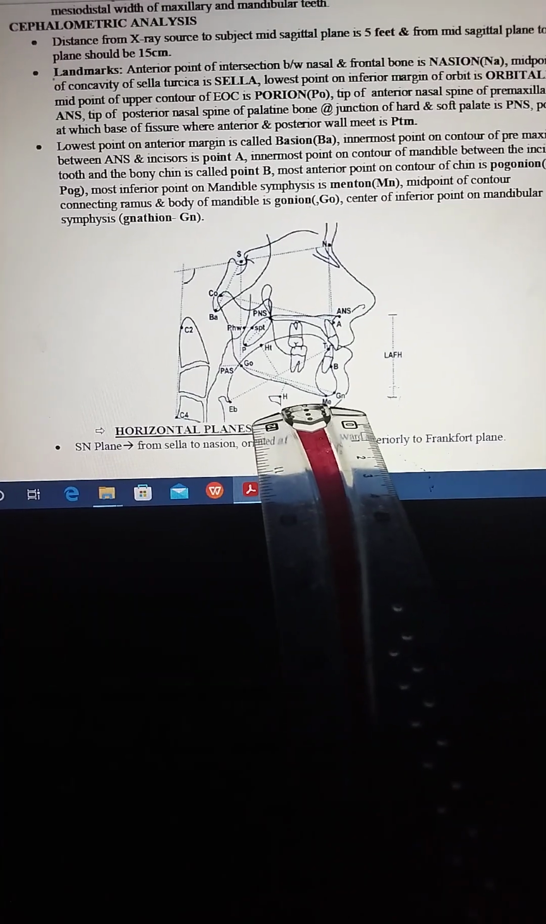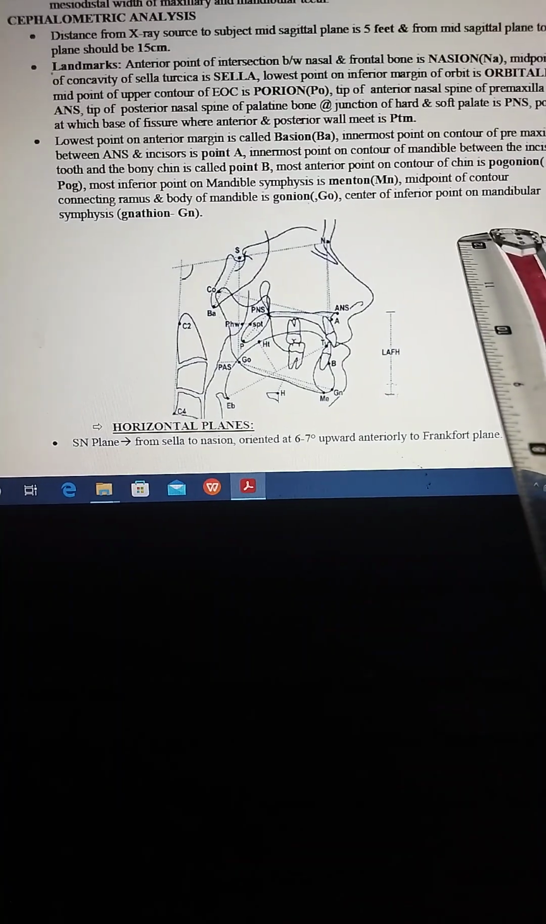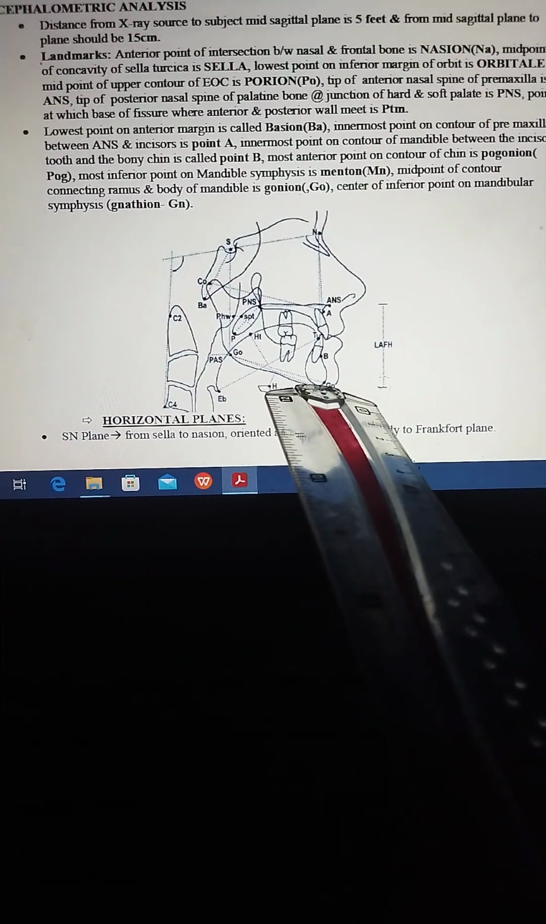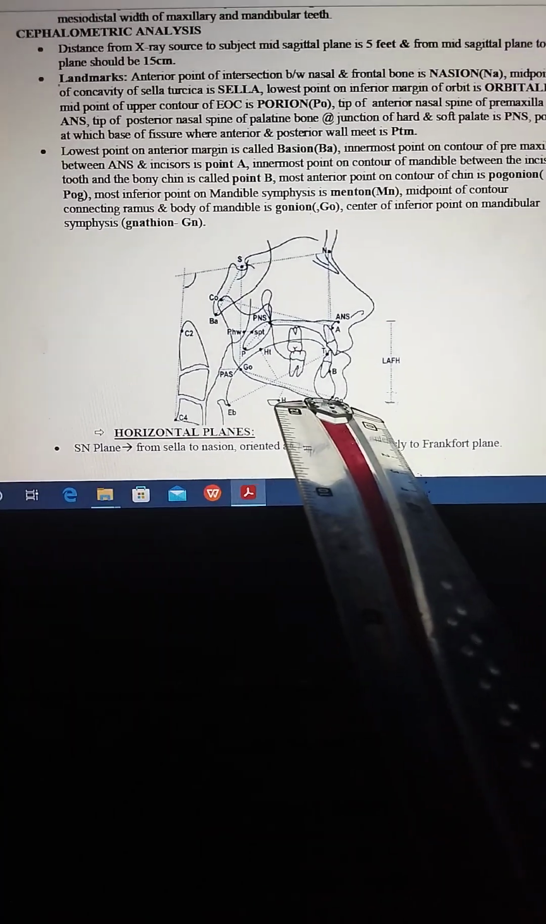The most inferior point on the mandibular symphysis is menton. Here, ME for menton. The midpoint of the contour connecting the ramus and the body of the mandible is gonion. This is gonion. The center of the inferior point on the mandibular symphysis is gnathion. Here it is, gnathion.